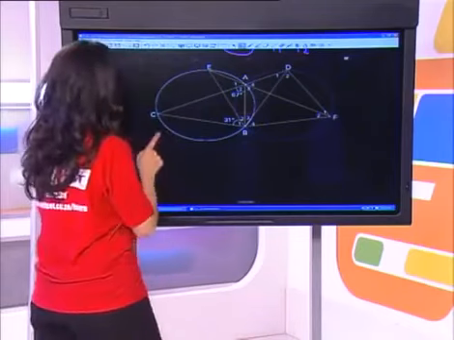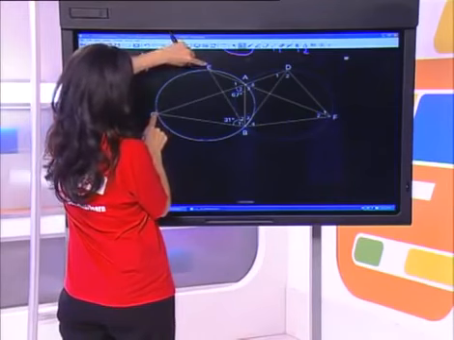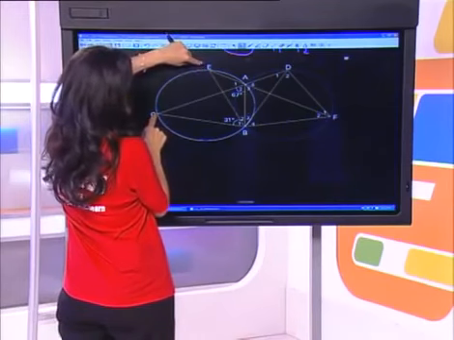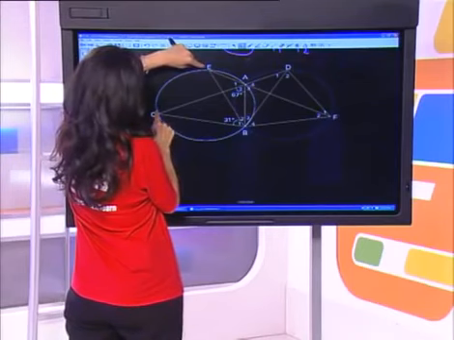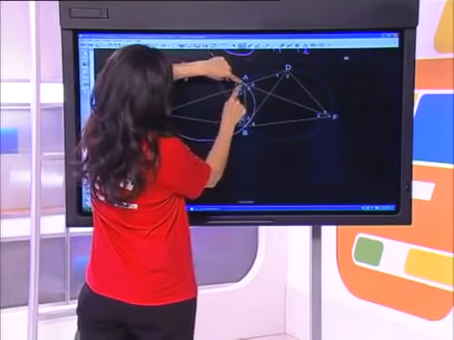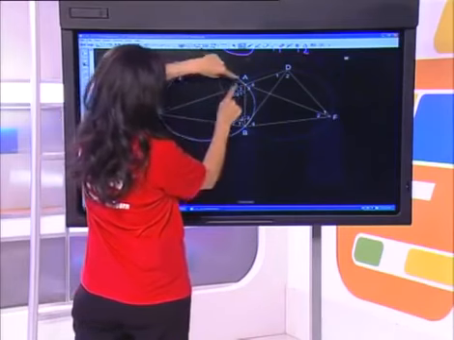So watch what I'm going to do. If I put my fingers on CE, that means I've got this minor arc, and I'm going to now follow from C and E so that I meet at a point. And can you see that I'm going to A1?